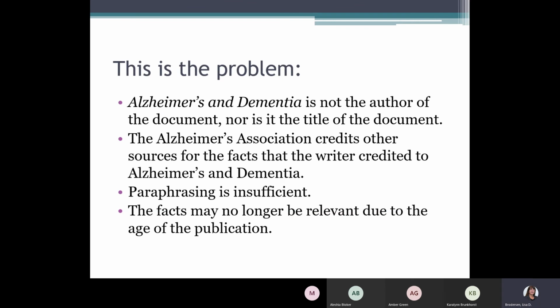Okay, and then a third problem is that the Alzheimer's Association has credited the facts and figures to other sources, as indicated by those footnoted citations on the previous slide. And lastly, the most current available facts should be cited. So information in the 2009 Alzheimer's Disease Facts and Figures publication may no longer be relevant, and there might be more current facts and figures that should be cited.